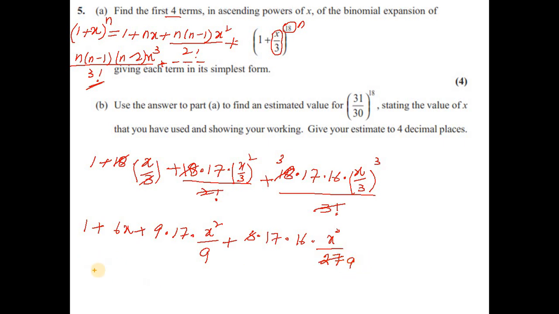So finally you have 1 + 6x, 9 and 9 again gone, plus 17x squared, plus 17 times 16 is 272 divided by 9 x cube. So this is the expansion of the given binomial till 4 terms. So this is your final answer for part A.